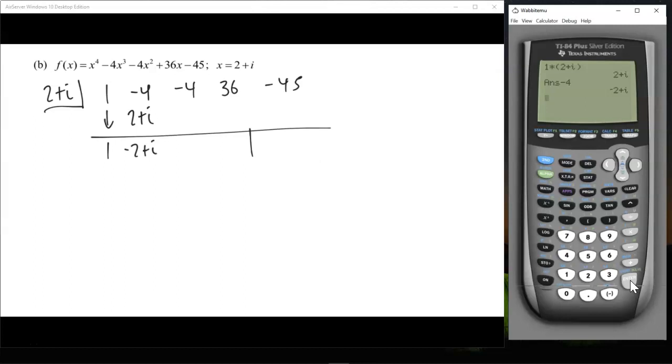The next thing is to multiply by 2 plus i. So with that number still in my calculator, I'm going to hit times, and then this is where it's very important, and you'll notice that I did it up here as well, but I didn't say anything about it.